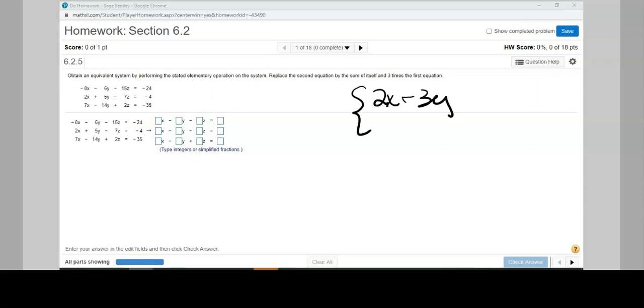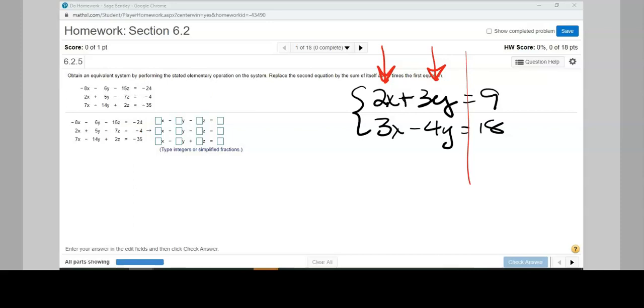2x plus 3y equals 9, and then I had 3x minus 4y equals 18. So I made a big deal about this being a column of x's and a column of y's, and then here's your equal sign, and then a column of constants. So that's what we're going to be looking at when we go to set up these systems. So what we're going to do is change them from system notation eventually into matrix notation.